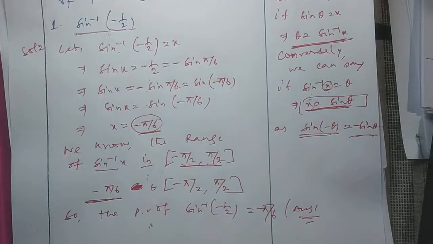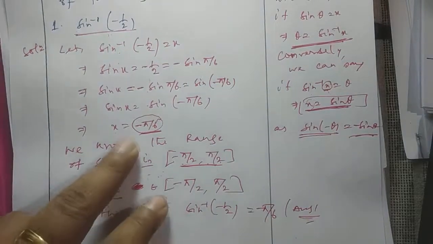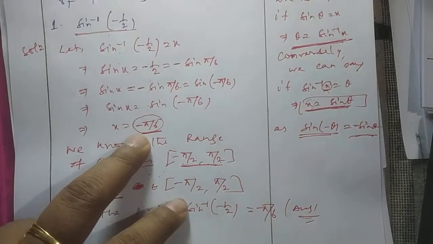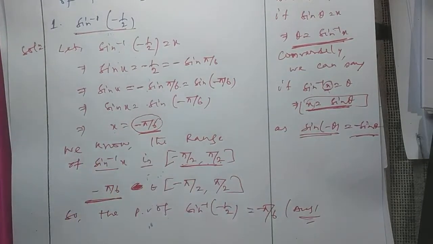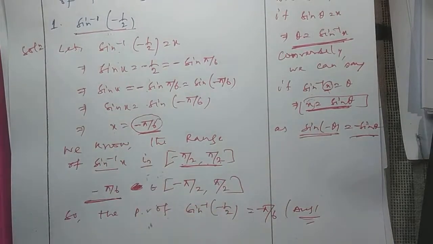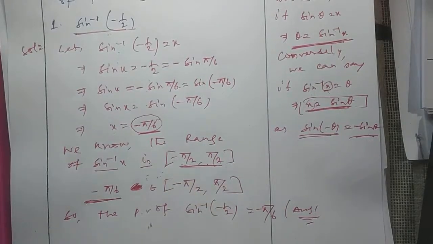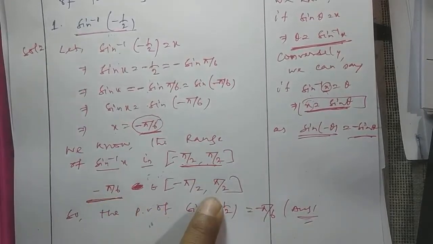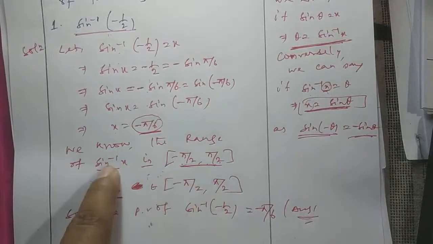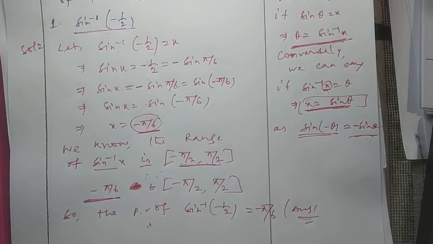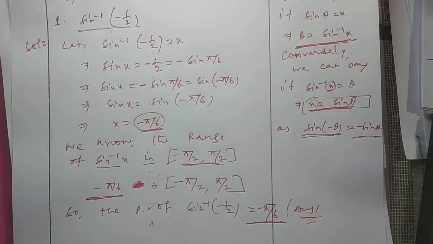Understood? So I am trying to say, after getting the value of x, we have to verify, we have to check whether it belongs to the range or not. If it belongs in the range, it is the required answer, it is the required PV. Otherwise, we need to modify it to fall in the range. But here it is clearly seen, this minus pi by 6 belongs to the range of sin inverse x. That means it is clearly the PV. Understood? Here minus pi by 6 is the answer.